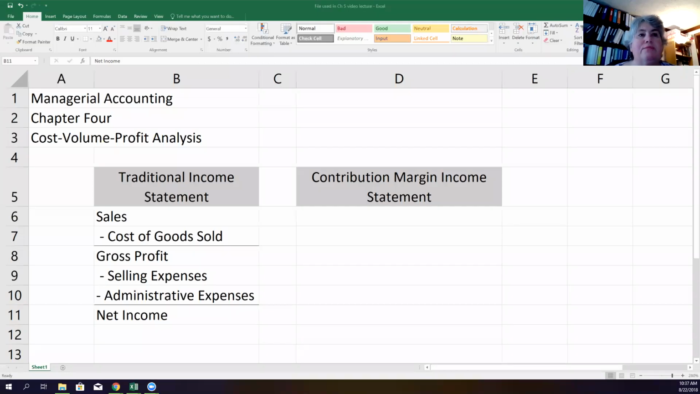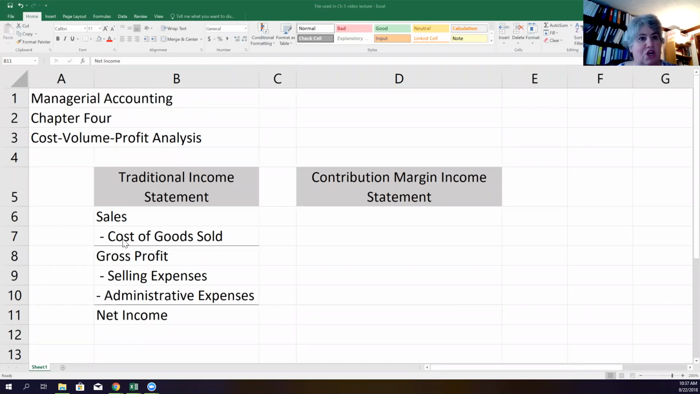We taught during the Chapter 3 lecture about how there are variable costs and fixed costs. And we said that those were going to be important distinctions as we move into Chapter 4. So we're going to start with comparing traditional income statements with contribution margin income statements. And those words, variable costs and fixed costs, are going to come into play right away. As a review, I put up the traditional income statement.